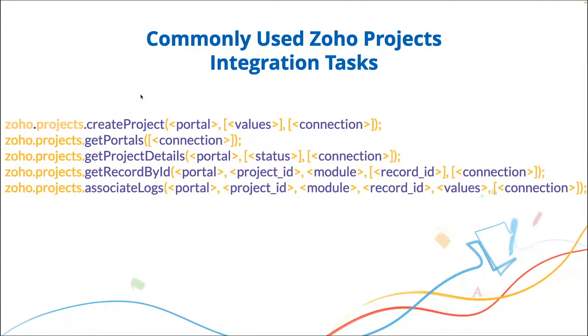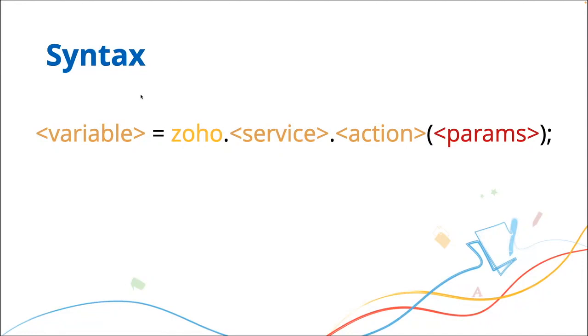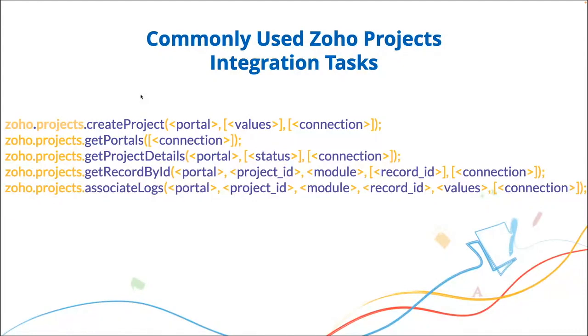Now, for this demonstration of the inbuilt integration tasks, we'll again be using Zoho Projects, but in this instance, we'll have a different use case. Before that, I want to tell you about some of the commonly used integration tasks available for Zoho Projects. A link with regards to this information will be shared by my co-trainers in the chat box for you to refer to. You can create projects in Zoho Projects, get portals, get records by ID, get project details. These are some of the commonly used integration tasks.